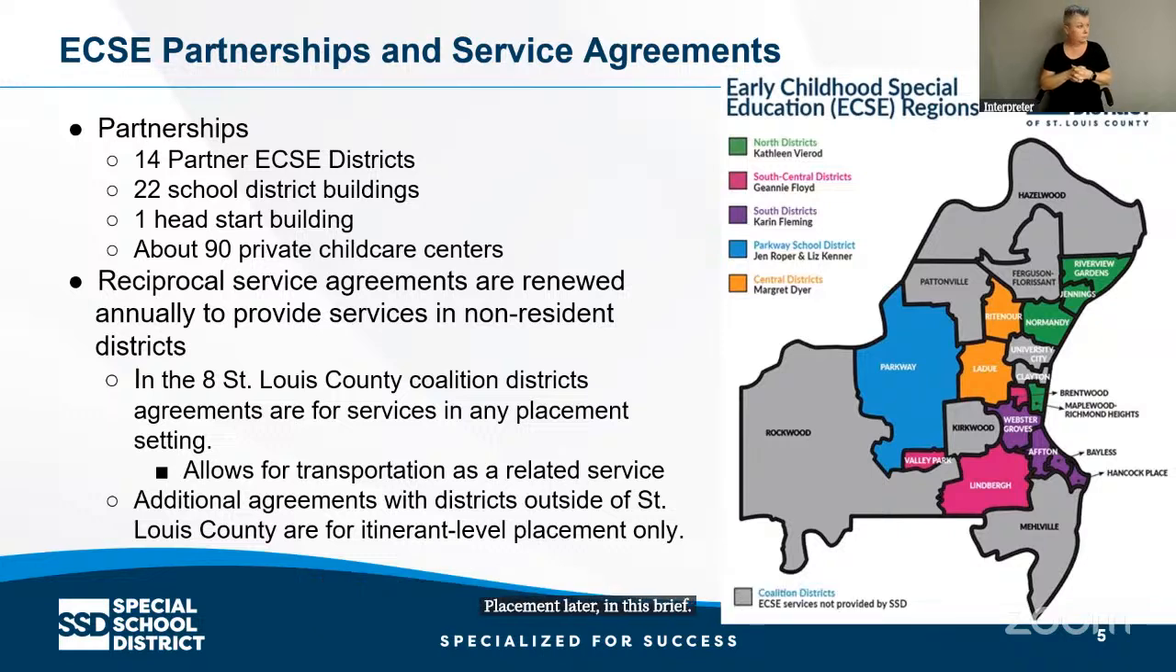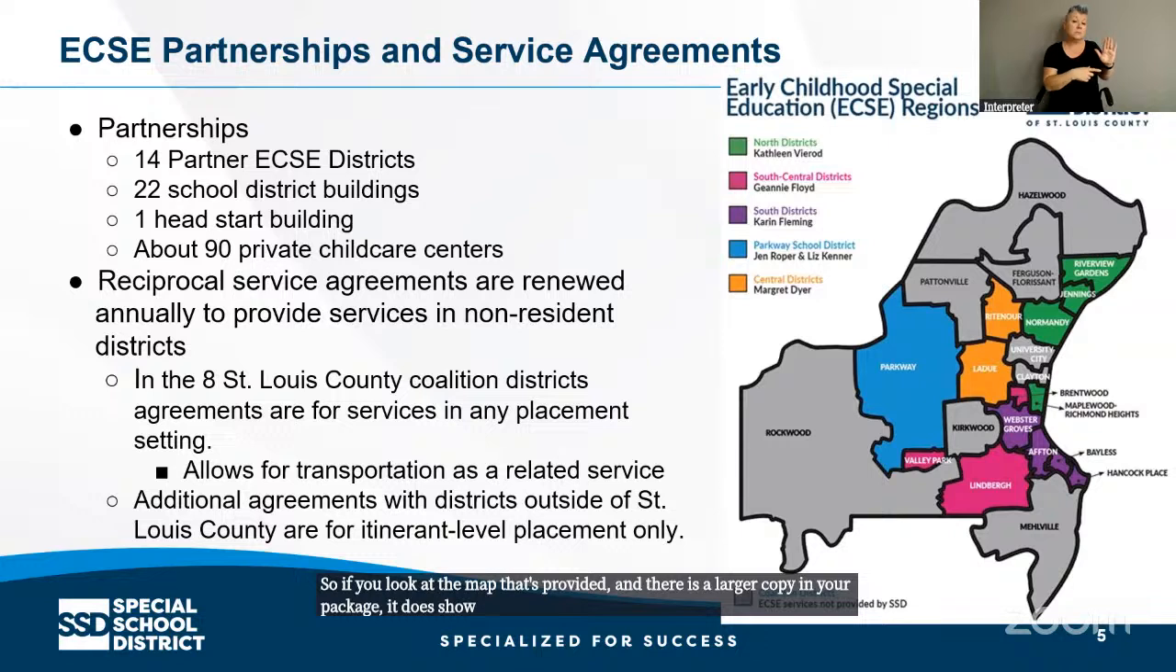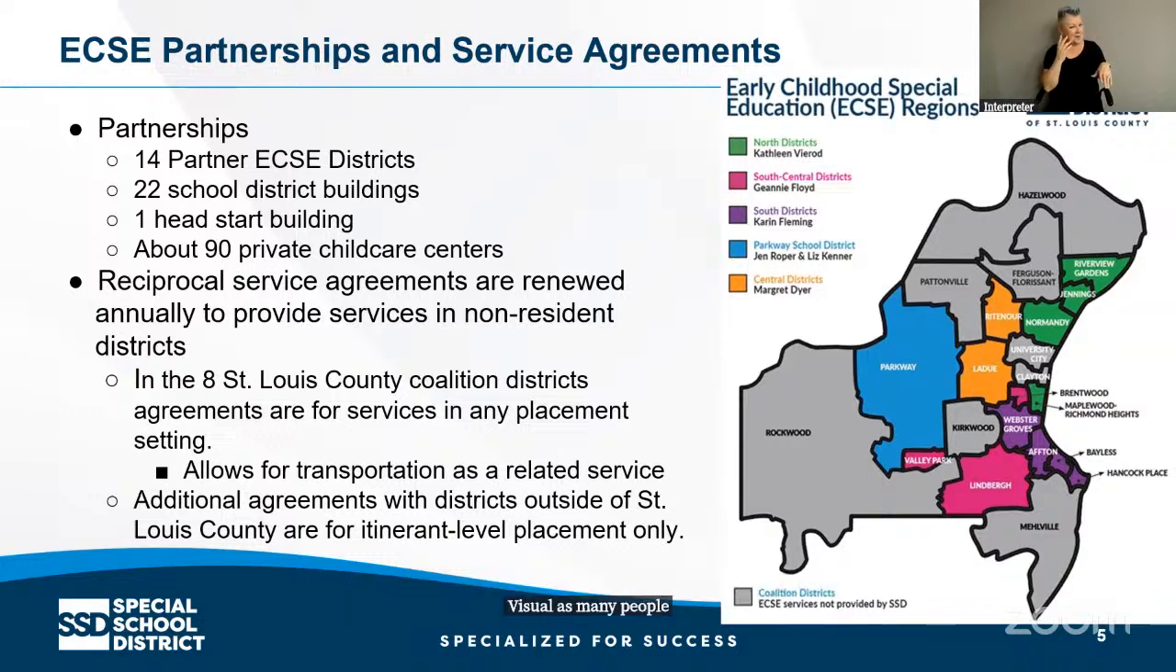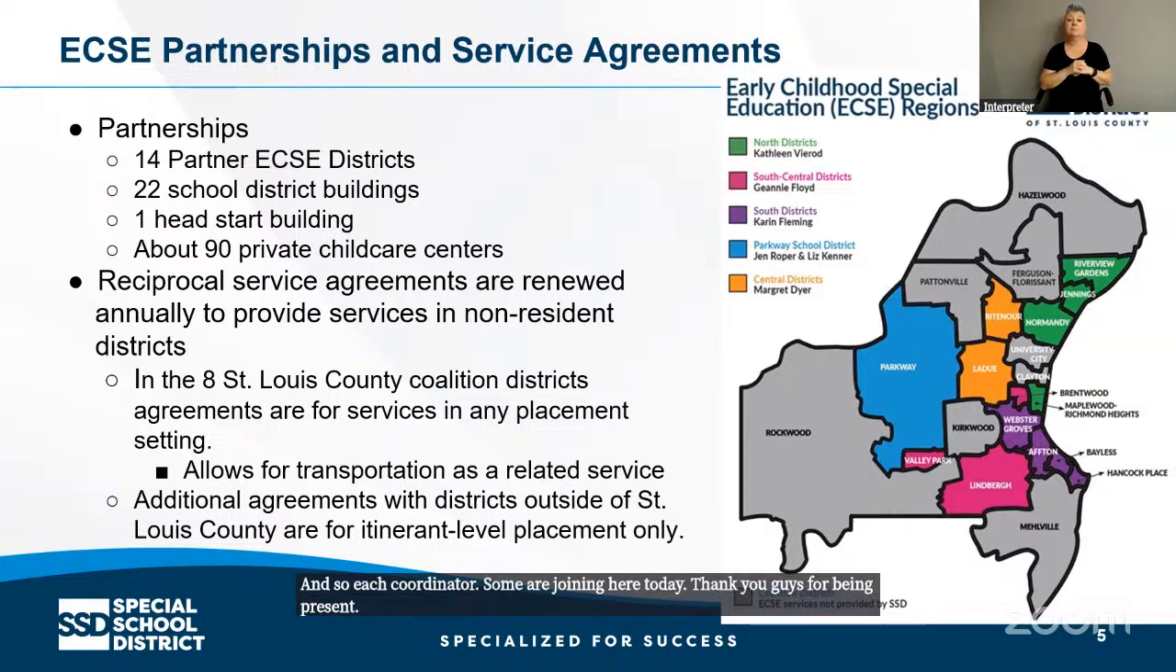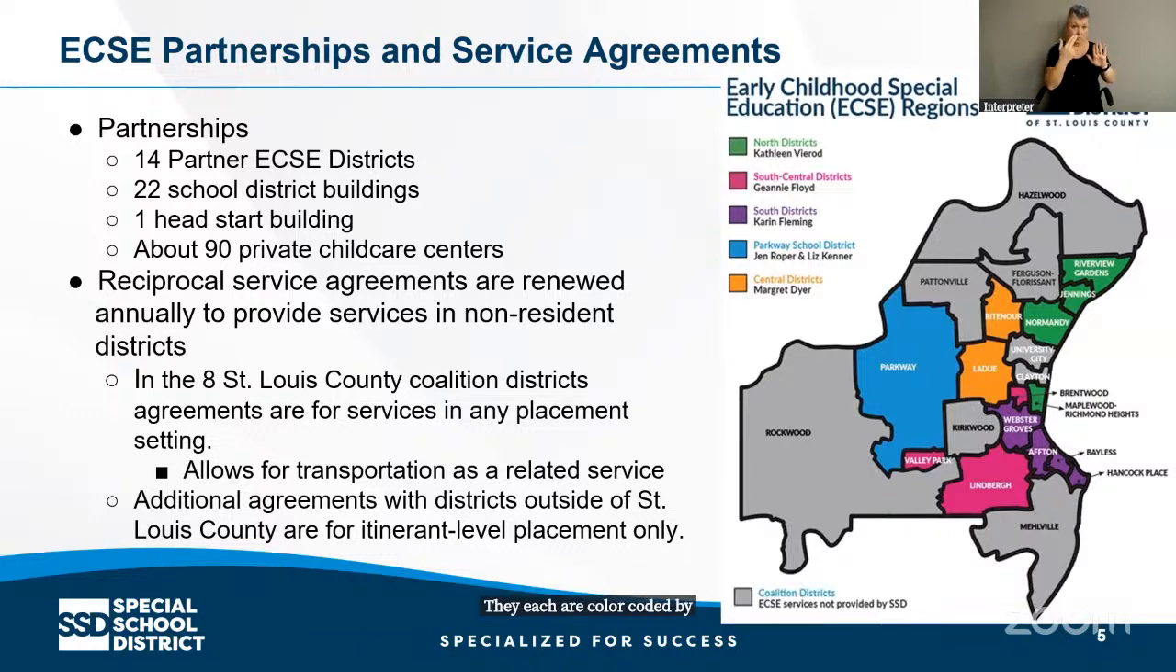If you would look at the map that's provided, and there's a larger copy in your packet, it shows color coding. I'm visual, as many people are. Each coordinator, some are joining here today, thank you guys for being present, is color-coded by what districts they supervise, and all of the gray districts are coalition districts.